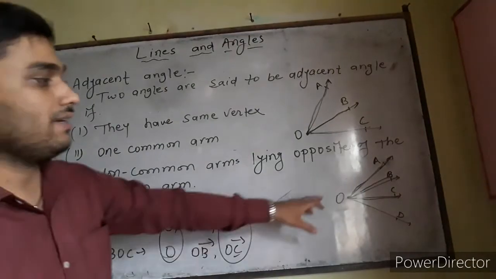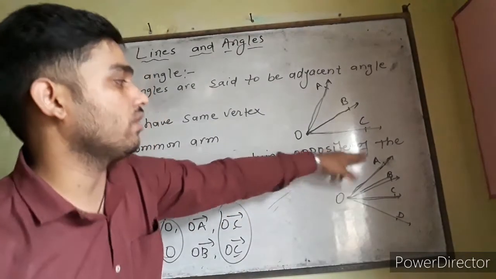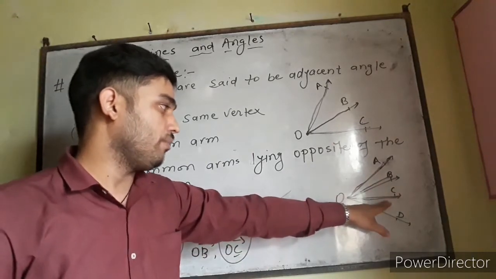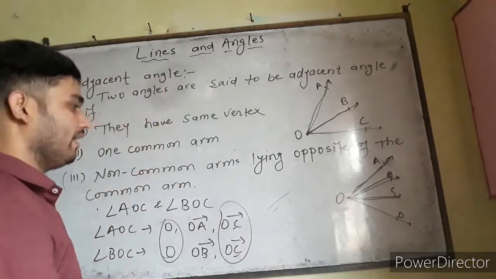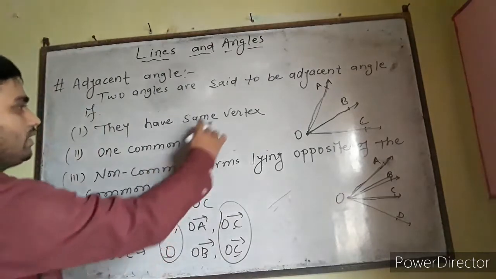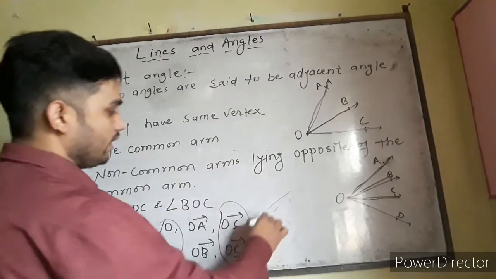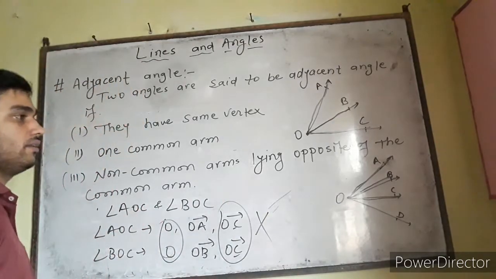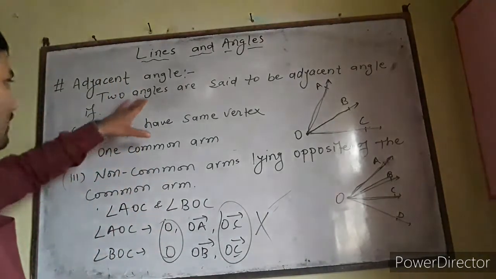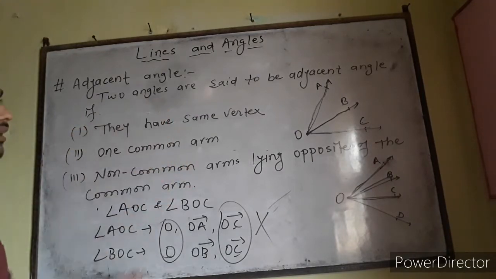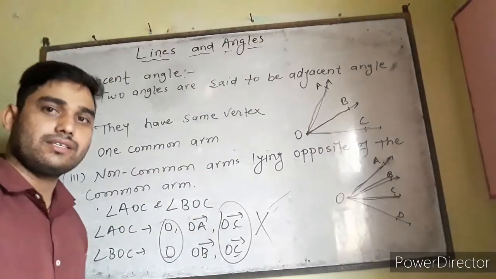But we can see that both the arms are lying on the same side. It is not lying opposite of the common arm. So this means only two conditions are satisfied here and the third one is not satisfied. So it is not an adjacent angle. For adjacent angles, three conditions should be satisfied, then only we can say the given angles are adjacent angles, otherwise not.